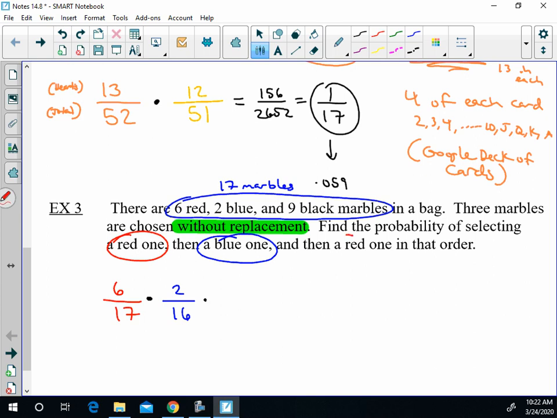And then, hey, I want my third one to be a red. Well, we started with 6 red, but remember we pulled one of them out. So now we're down to 5 reds, and we have a total of 15 marbles now. So look at the top numbers. Before I multiply these out, 6 out of 17 represented the original 6 marbles that were red out of the total of 17. You take that out. You put it to the side. You put it in your pocket. Doesn't matter. Now I want a blue one. There's 2 blue, but only 16 marbles left due to the red that we took out.